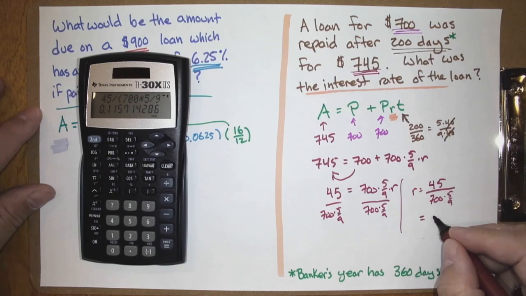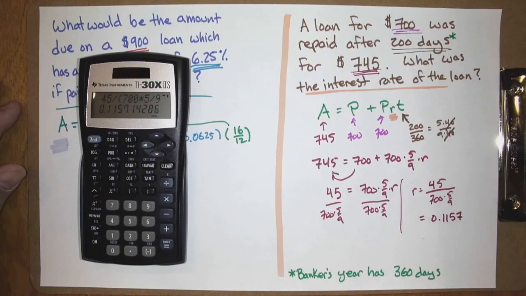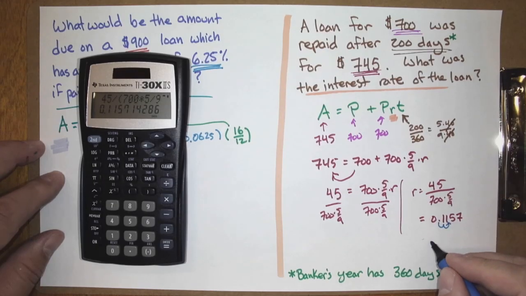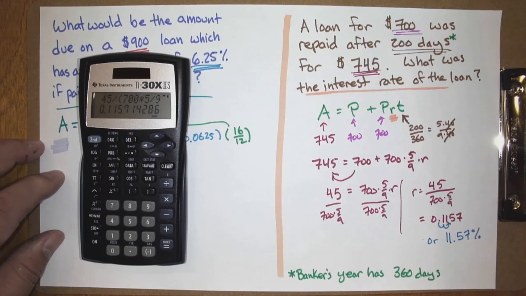And this gives us 0.1157. Well, let's just do it to 2 decimal places. Okay, so that's our rate. If we wanted to write this as the percentage, what would we do? Yeah, you're essentially moving the decimal place. So, an 11.57% interest rate. Does that seem reasonable? It's not bad. It's a lot better than most credit cards.